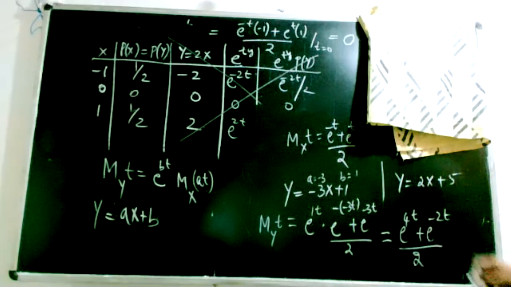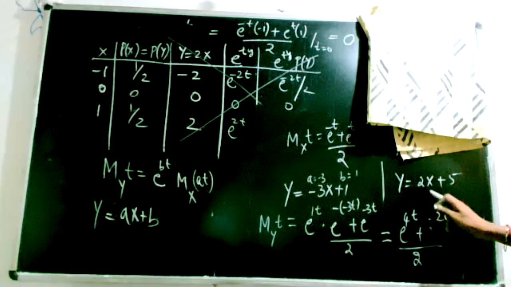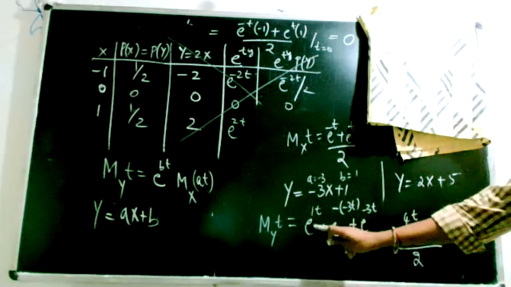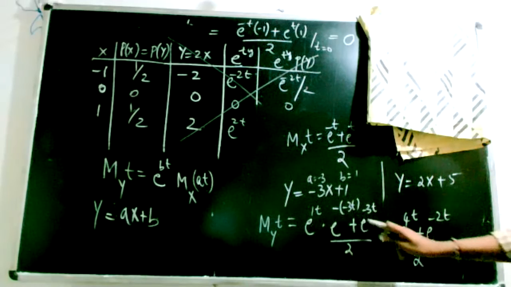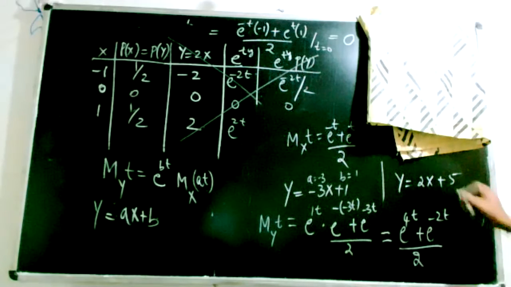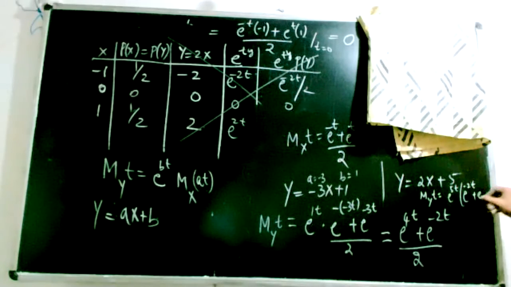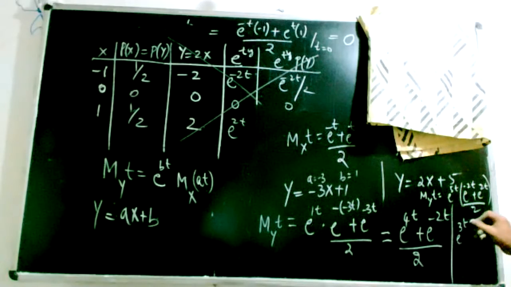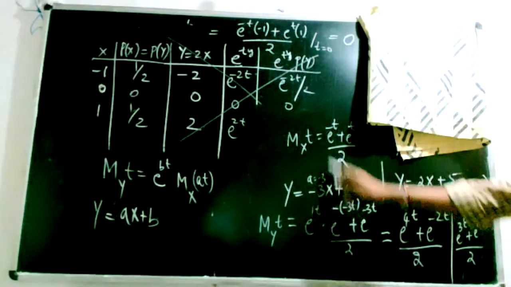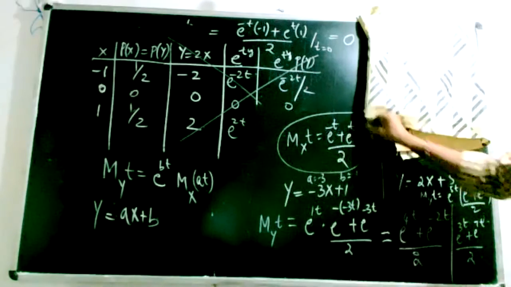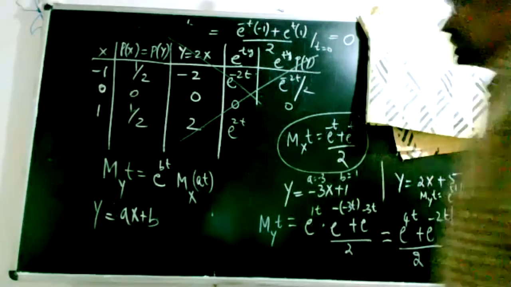Now similarly, if you want the MGF for y is equal to 2x plus 5, take a is equal to 2, b is equal to 5. So I'll get e power 5t into e power minus 2t plus e power 2t divided by 2, which comes to e power 3t plus e power 7t divided by 2. So just by using the MGF of x, we could obtain the MGF easily.